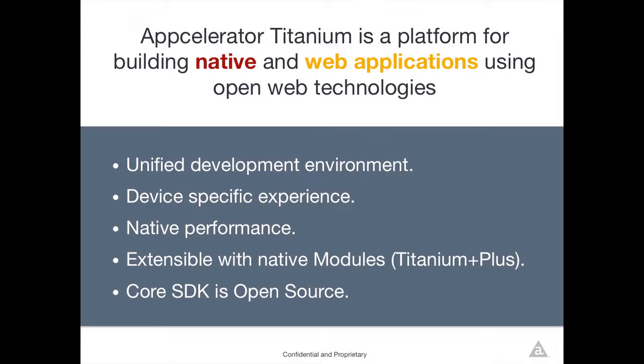The core value proposition of the Titanium platform is that it provides a unified development experience. Traditionally, when you created a mobile application for the iPhone, you had to write it in Objective-C, the native language. If you wanted to write a mobile application for the Android platform, you wrote it in Java. These are two separate languages that are completely different in syntax and completely different in tool chains.